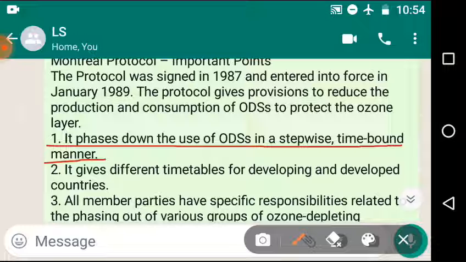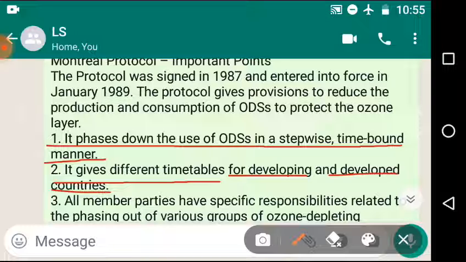Number 2, it gives different timetables for developing and developed countries. Now they have given a timetable that within that time you have to reduce this type of gas, right? So developing countries and developed countries have been given that time frame. Obviously developed countries have been given less time because they are already developed, like the United States of America and Japan, right? And the developing countries, which are going to be developed, like India, Pakistan, all the Southeast Asian countries, and China.